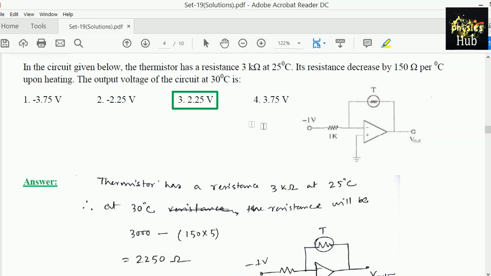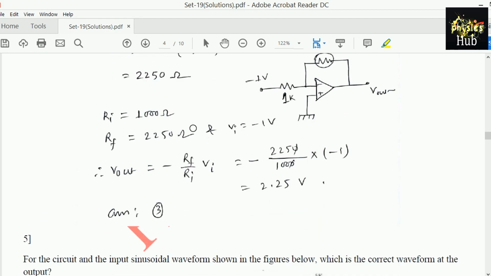In general you can discard the first option, because this is an inverting op amp, which means there will be some phase shift. If you give some negative voltage, here you will get some positive voltage, and if you give some positive voltage you will get some negative voltage. So there is a phase shift in this inverting op amp amplifier. So we have to choose between these two options, and we found that option 3 is the correct option.